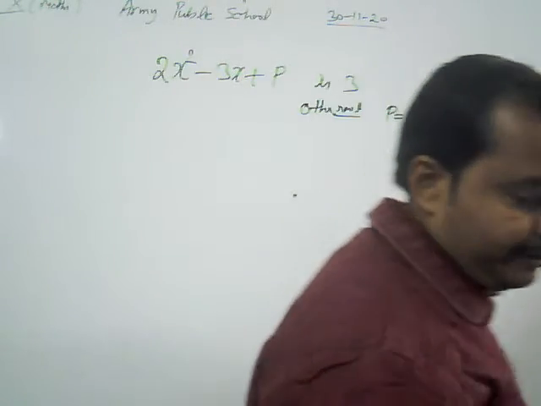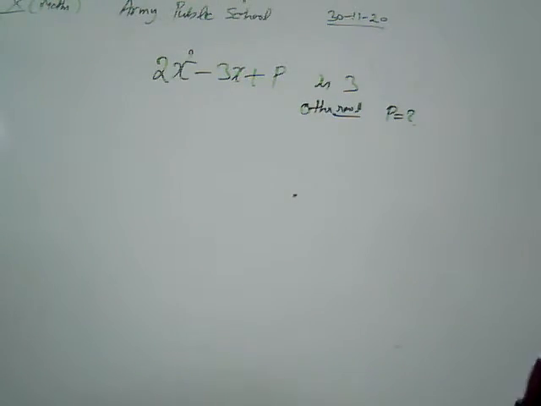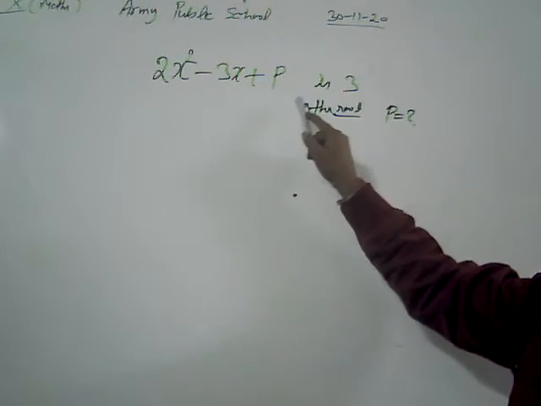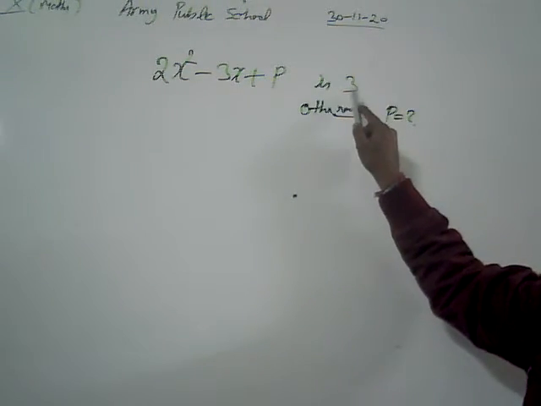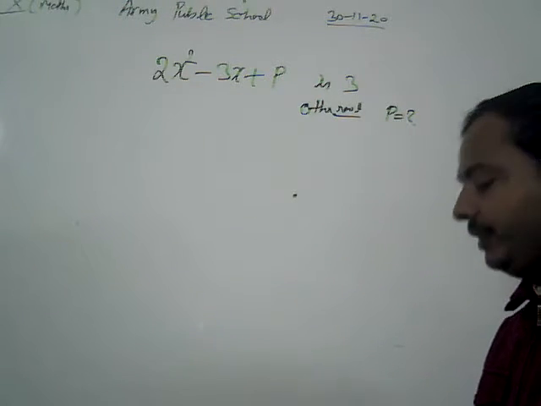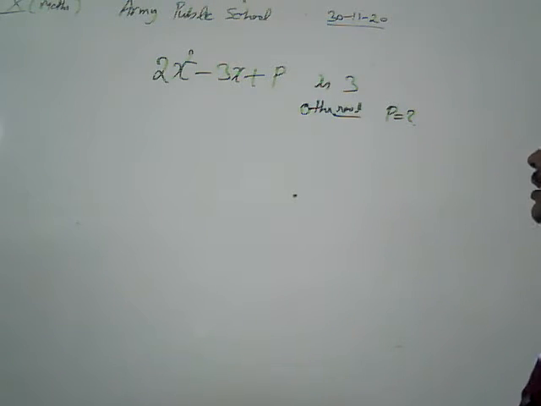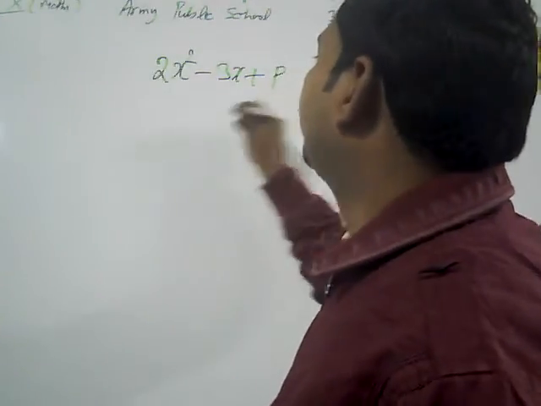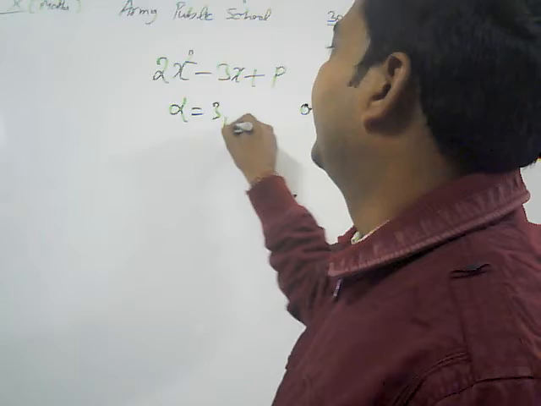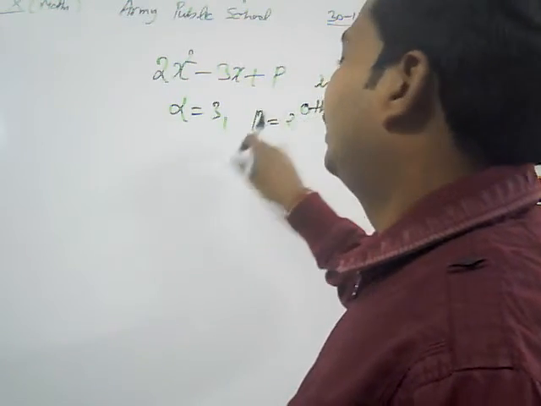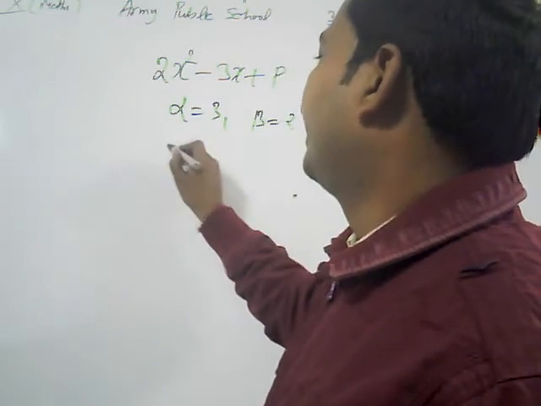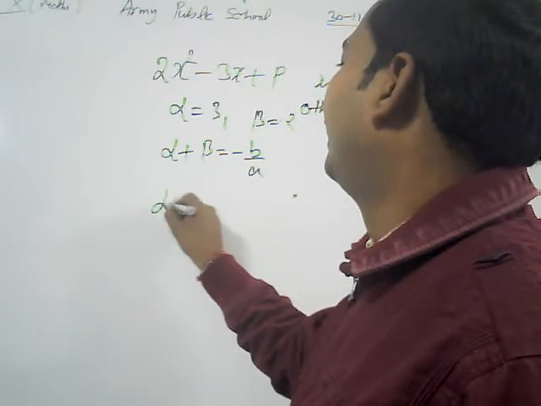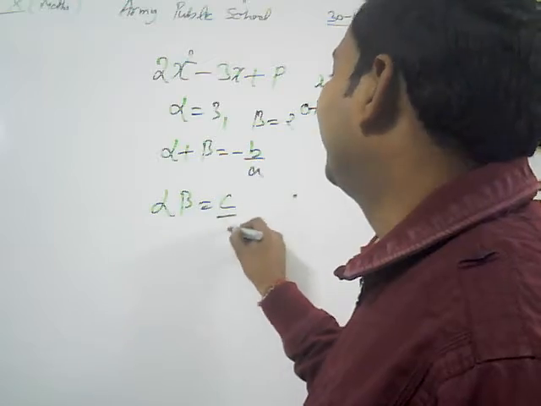Now look, here it is given that the polynomial is 2x² - 3x + p and one root is 3. We have to find the other root and the value of p. If we have two zeros, alpha and beta, suppose the value of alpha is 3 and we have to find the other root beta. We have the relationships: alpha plus beta is equal to minus b by a, and alpha into beta is equal to c by a.